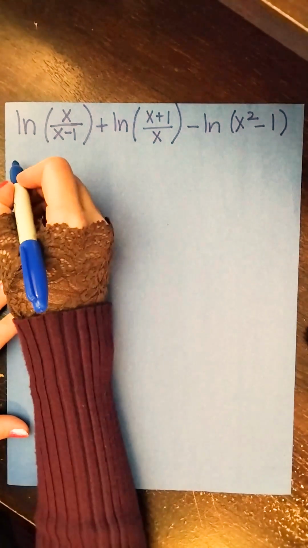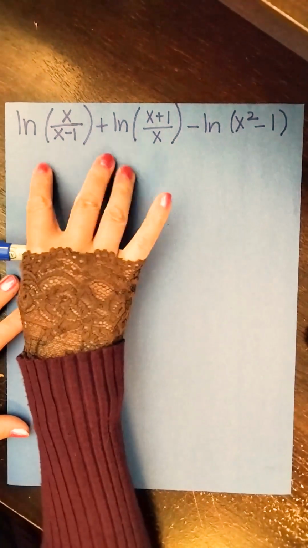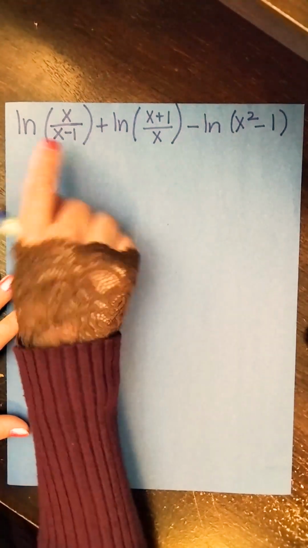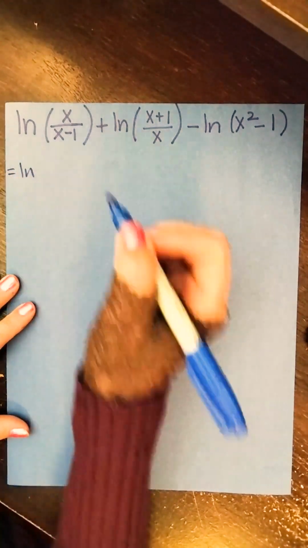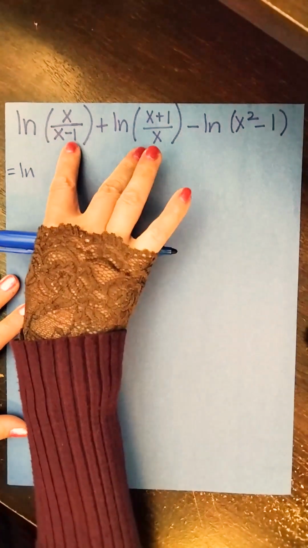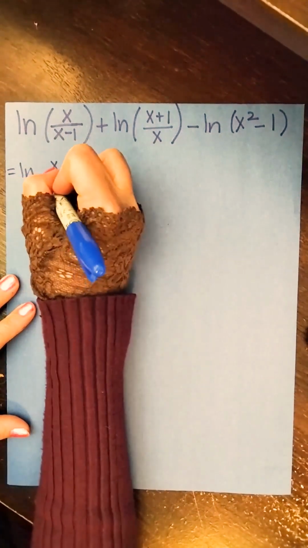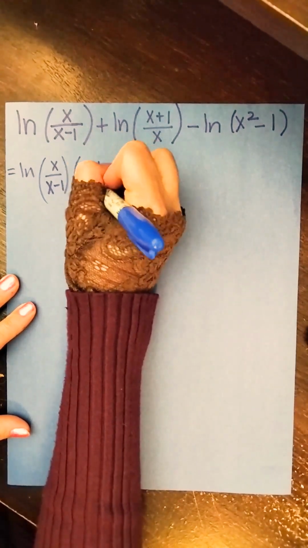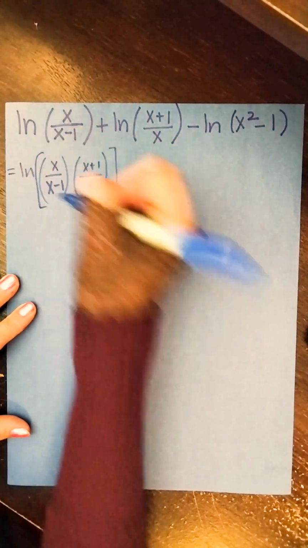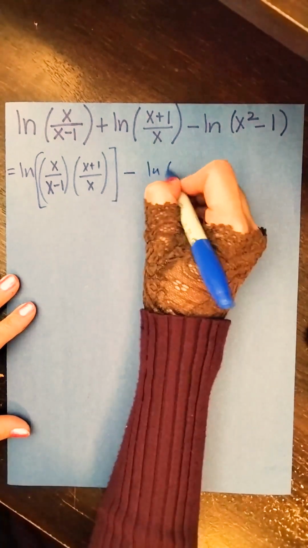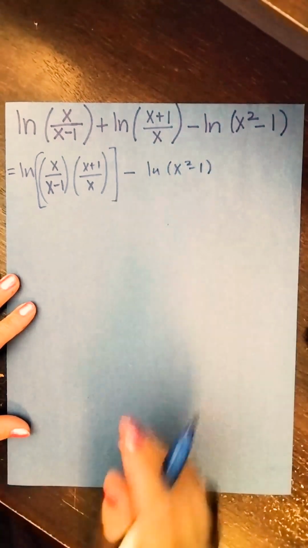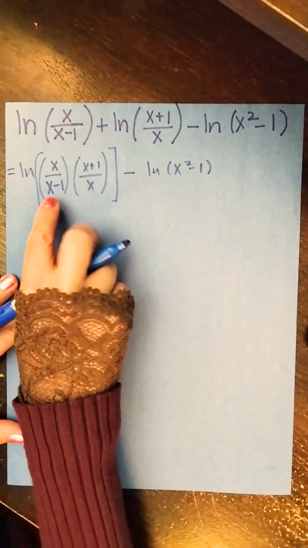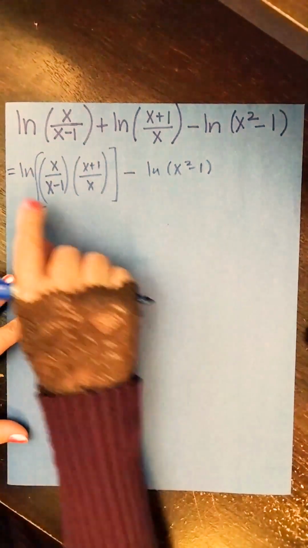So if I have the sum of two logs with the same base, I can take the product of each argument. So I can take the natural log of the product of these two, the natural log of x over x minus 1 times x plus 1 over x. So I end up having this. I have minus the natural log of x squared minus 1 over here. Okay. So again, I had the sum of two logs with the same base, so I can take the product of their arguments and write it as one log.